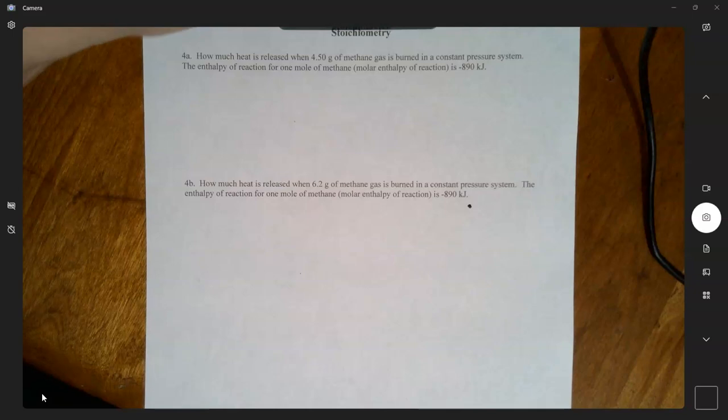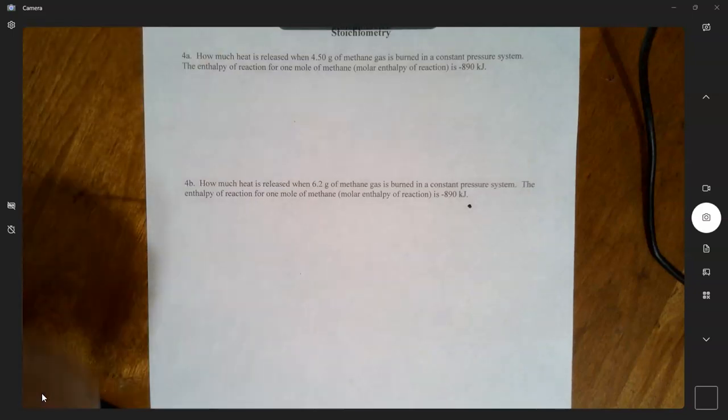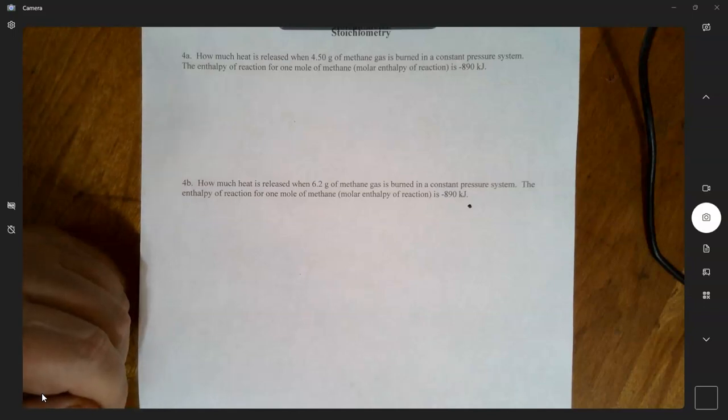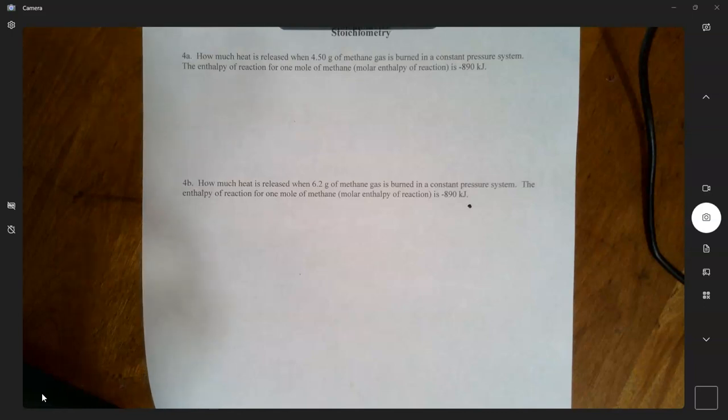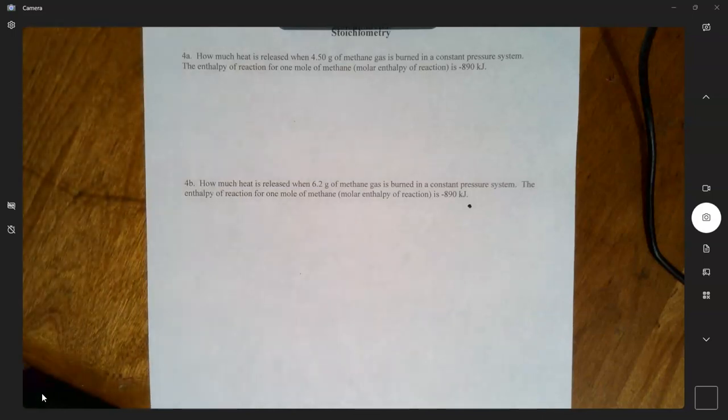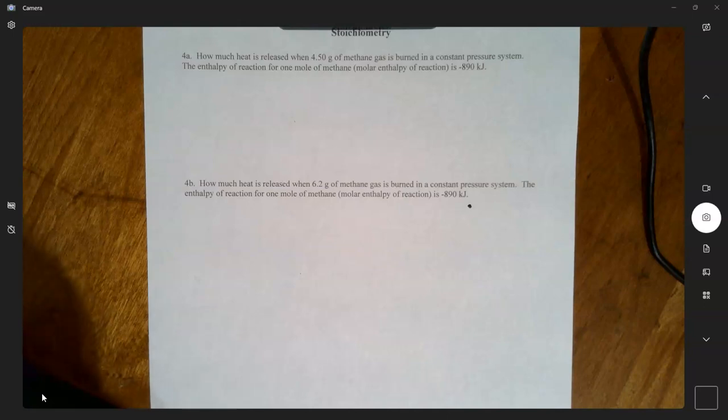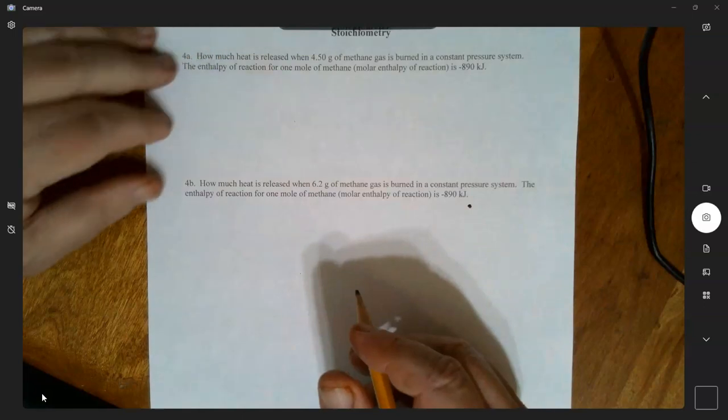They're stoichiometry problems. So this is just like we've done stoichiometry before. So it says, how much heat is released when 4.5 grams of methane gas is burned in a constant pressure system? The enthalpy for the reaction for 1 mole of methane is negative 890 kilojoules. We figured that one out earlier. Okay, so let's write the reaction here.